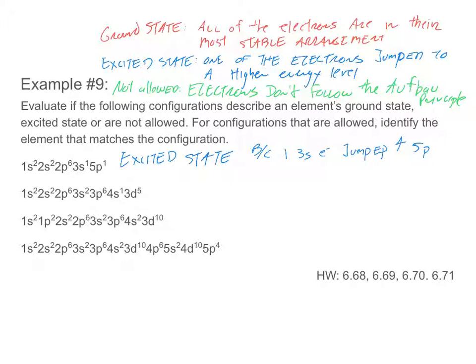In the case of the next one, I see 1s2, 2s2, 2p6, 3s2, 3p6, 4s2, 3d5. Now I'm going to say that this is in its ground state. I can see how somebody might argue that it's in its excited state, but I'm going to say it's in its ground state because even though it doesn't quite follow the pattern, we can make the assumption that one of the electrons from 4s came over here and dropped down to the 3d sublevel, and because it dropped down to the 3d sublevel, it became a much more stable arrangement.